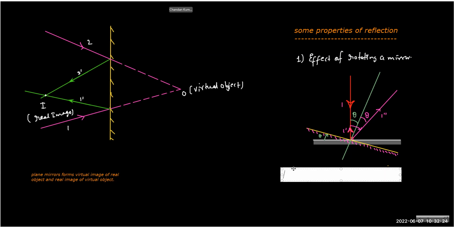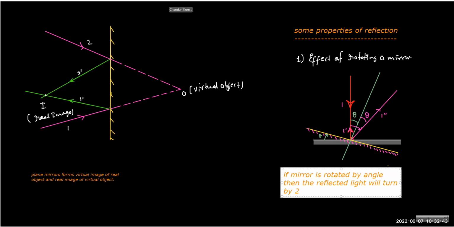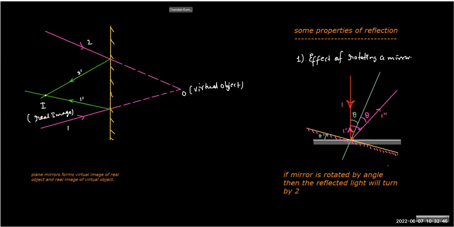So what you can write here is: if the mirror is rotated by angle theta, then the reflected light will turn by 2 theta. Okay, I need to mention this. Is this clear? Yes. So that is how we understand.